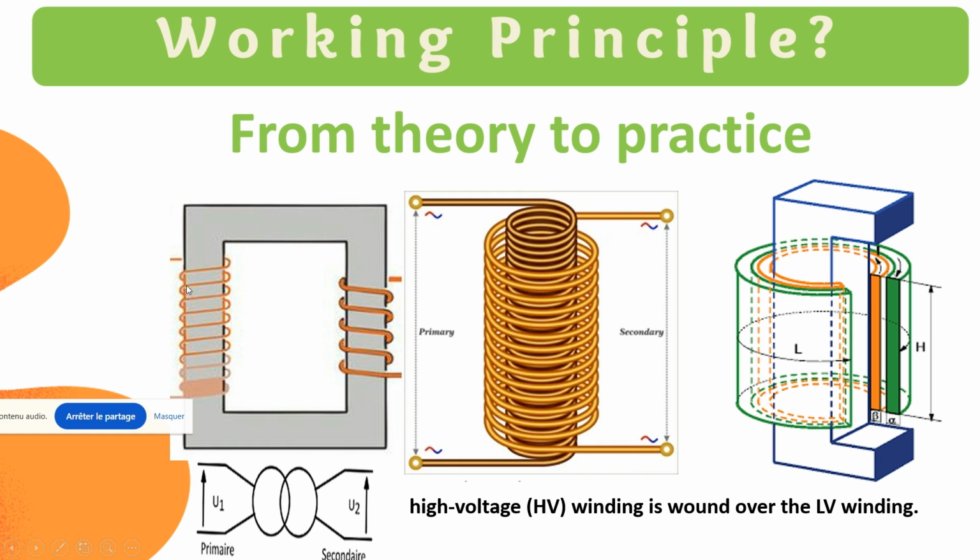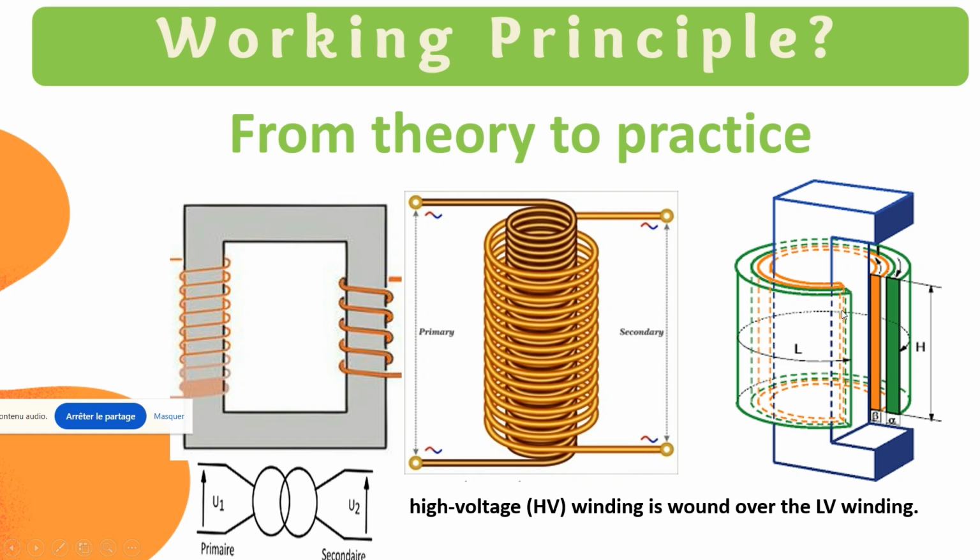Dans le cas général, on ne trouve pas l'enroulement primaire et l'enroulement secondaire de cette façon. Dans le cas général, on trouve que l'enroulement de haute tension est généralement enroulé sur l'enroulement secondaire. D'accord? Donc, it is wound, il est enroulé sur. Okay, and this is the practical way to use the transformer.